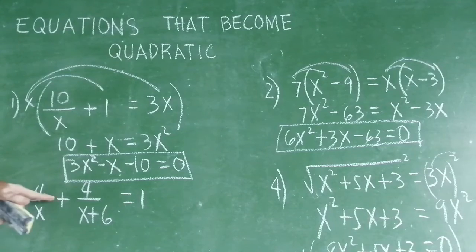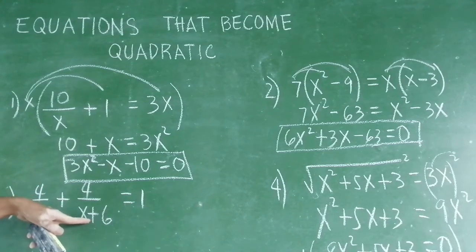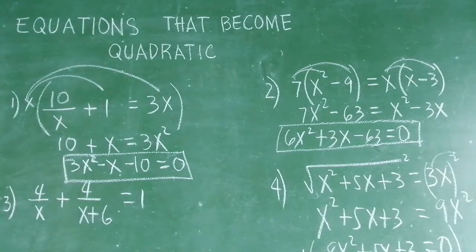So lastly, 4 over x plus 4 over x plus 6 is equal to 1. You can do cross multiplication here. You multiply 4 with x plus 6, and then you add x times 4, and then you multiply the denominators together, and then you multiply it here. So, like this.